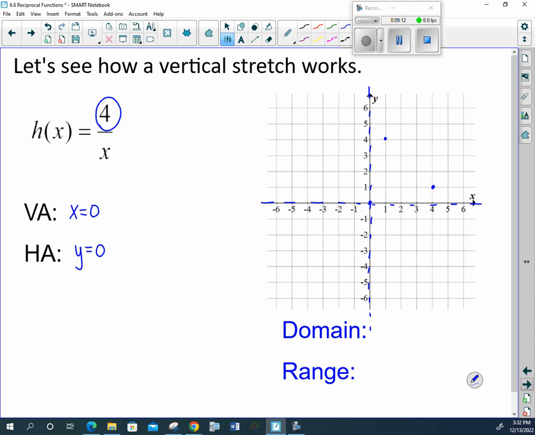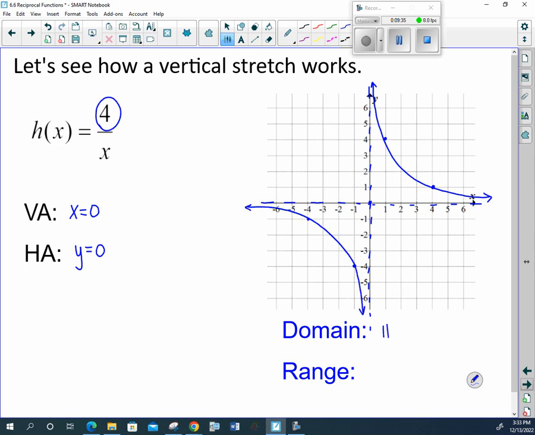So I know my branch includes those 2 points, so my branch does something like that. And then I'm going to do the same thing down in the third quadrant. I know they're symmetric, so if I go left 1, down 4, or I go left 4, down 1, those points are going to be on my branch, so I can just go ahead and sketch that branch in.